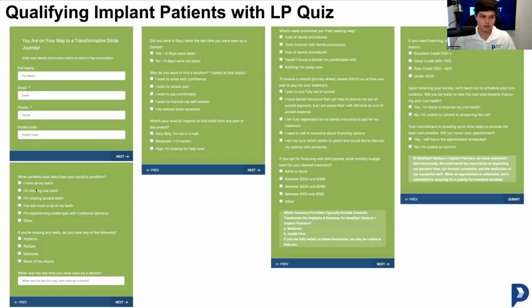zip code. This is good though, where it says what currently best describes your mouth condition and if you're missing any teeth. So it's really taking them through a really long quiz about just learning about the patient's current situation. And then we also get into some financing where it's asking about the credit score and also their monthly payment budget for implants, which is good. And then also just letting the patient know that dental implants are currently not covered by insurance. So this is an example of a qualifying quiz specifically for implants.